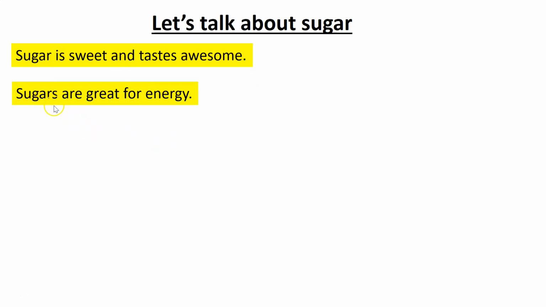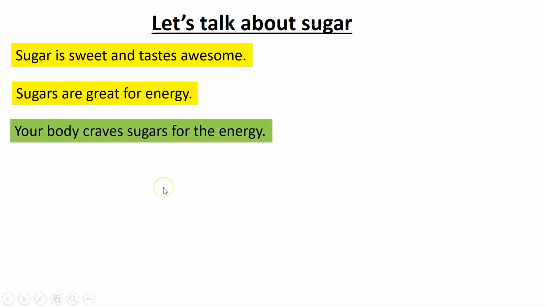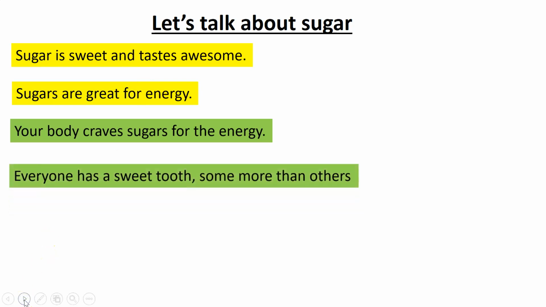The reason why sugars are addictive, why our bodies want more of them, is because they are so great for energy. Sugars are your preferred choice for energy. We can use fats and proteins for energy as well, but in terms of a quick supply of energy, sugars are fantastic. Because sugars are great for energy, once you have a taste for sugar, it can be addictive, and your body starts to crave sugars for energy. So if there's something in the fridge that tastes sweet, once you see it, your body wants to eat it. Everyone has a sweet tooth to some extent, some more than others.